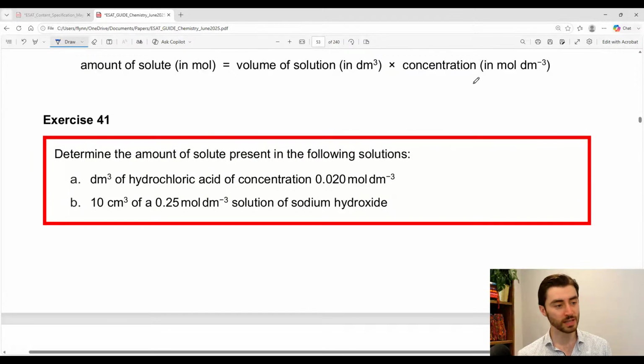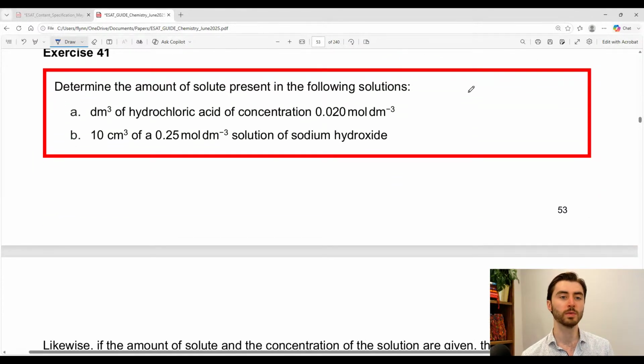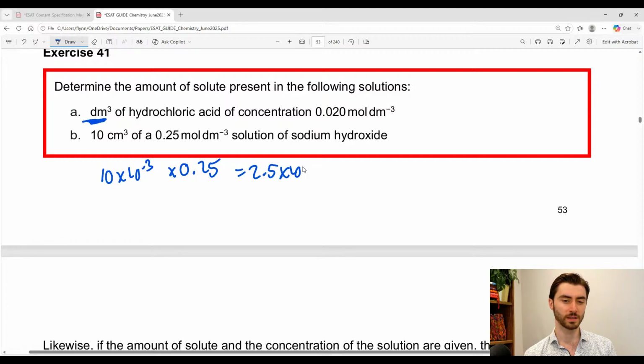Yep, n equals CV. We know this. So determine the amount present in this. It would have been really helpful if they actually told us how many decimeters cubed there were. Just saying. So we'll skip that and say this. So that is 10 times 10 to the minus 3 decimeters cubed times 0.25. So you get 2.5 times 10 to the minus 3 moles of sodium hydroxide there.